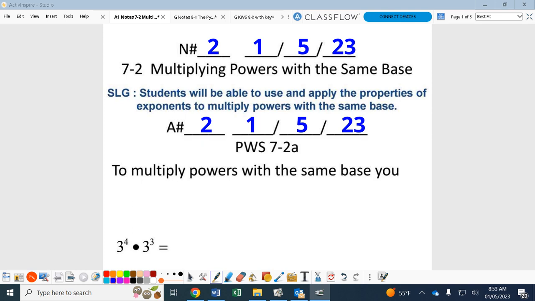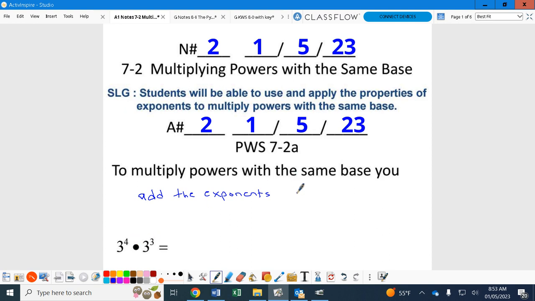In order to do this, you have to follow some more rules about exponents. It says to multiply powers with the same base, you do what? You are going to add the exponents. That's it, guys. Add the exponents. Now we're going to add the exponents. We're going to subtract the exponents. We're even going to do some other things with them. So you need to know what the rules are. When you're multiplying, you're going to add the exponents.